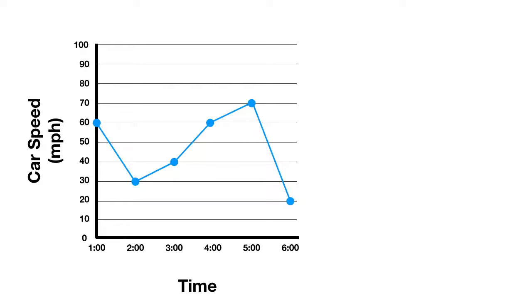Today we're going to go over how to read line graphs, then you'll have a chance to practice. This graph shows a car driving for 5 hours. The speed of the car is shown on the graph. Our question is, when was the car driving fastest?